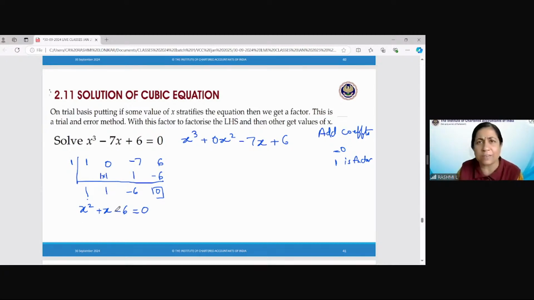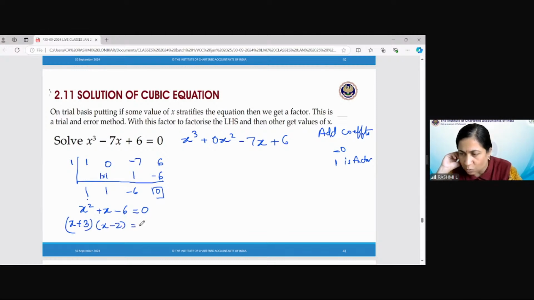The second level will always be very simple, especially for you. So -6, what are the factors? That is equal to 3 and 2 plus 3 minus 2. So x plus 3 and x minus 2 is equal to 0. So you have x is equal to 1, x is equal to 2 and x is equal to -3 as your factors. Okay. Next sum I will explain again. Don't worry.